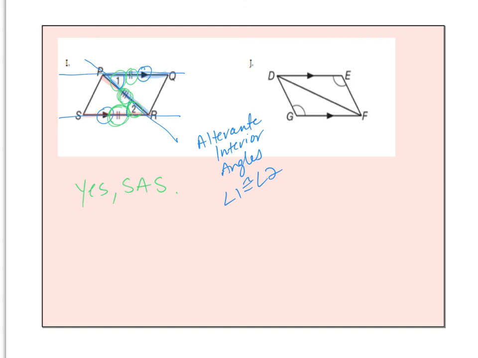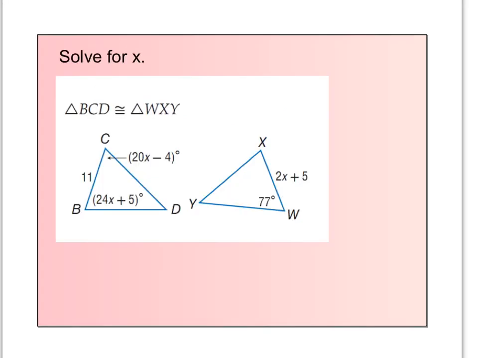Similar on letter J. Again, this angle and this angle are the same because we have parallel lines cut by a transversal. They're alternate interiors and they will be congruent. Then we also have this side in the middle that they share. So if you look at the bottom triangle, we have angle, angle, side, and then we have angle, angle, side. So these are yes, angle, angle, side. Please pause the video and try to solve for x.